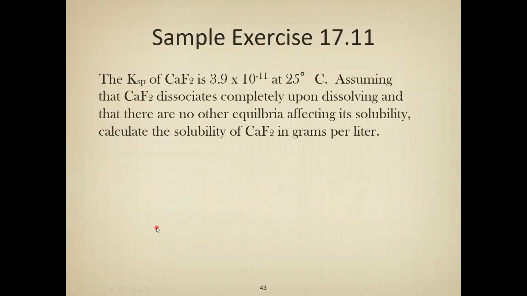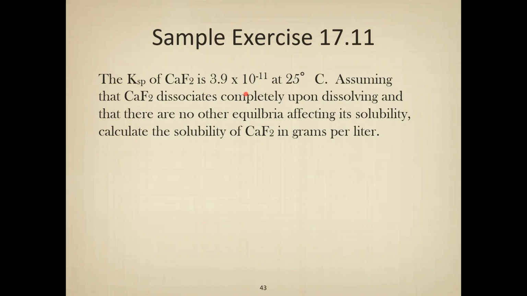Let's see an example of that right here. So with this one, we've got the KSP of calcium fluoride, 3.9 times 10 to the -11. Assuming that all we're going to have in this solution is calcium fluoride.